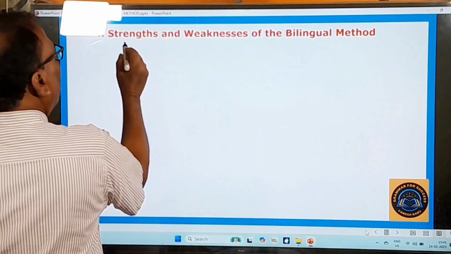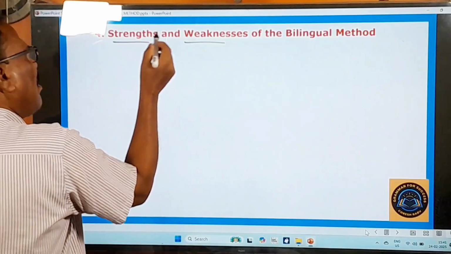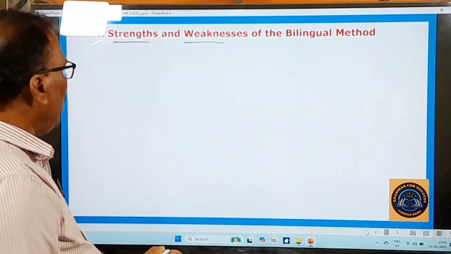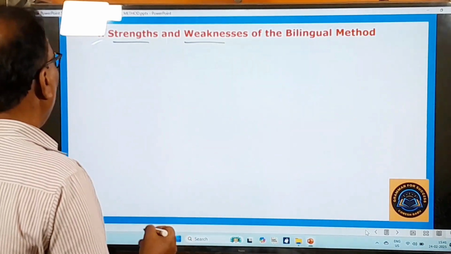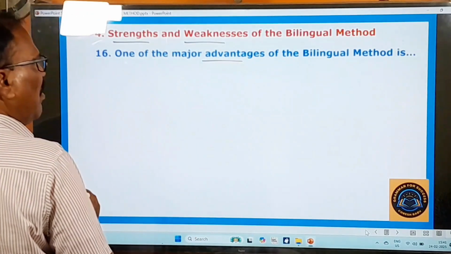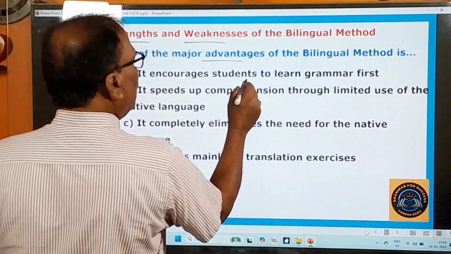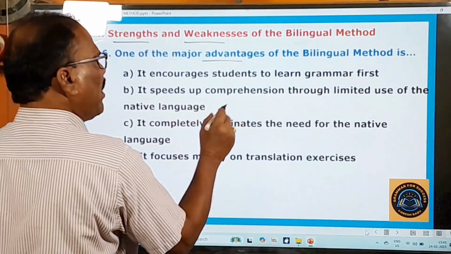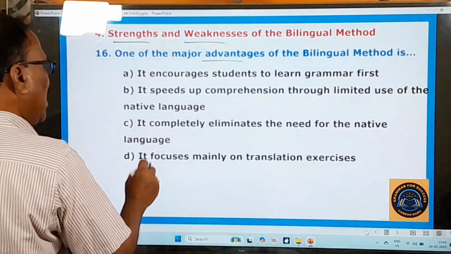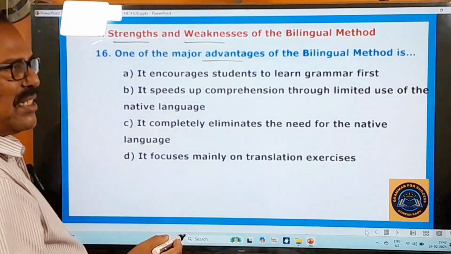4th topic, strengths and weaknesses of the bilingual method. So on the strengths and weaknesses, that means on the advantages and disadvantages of the bilingual method also, some questions are posed here. Let us look at all of them. Okay, 16th question. One of the major advantages of the bilingual method is, what is the major advantage of the bilingual method? Here are the 4 options given. It encourages students to learn grammar first. It speeds up comprehension through limited use of the native language. It completely eliminates the need for the native language. It focuses mainly on translation exercises. You know the answer pretty well, and therefore you can easily choose the right one.